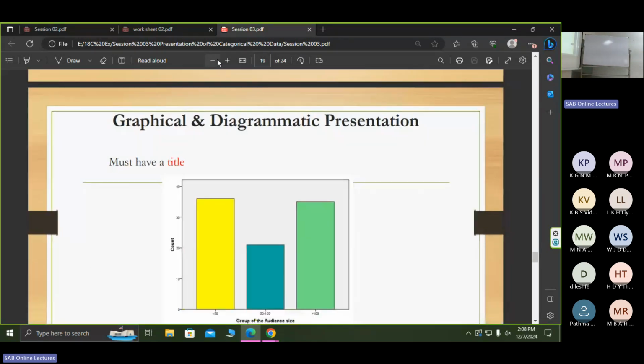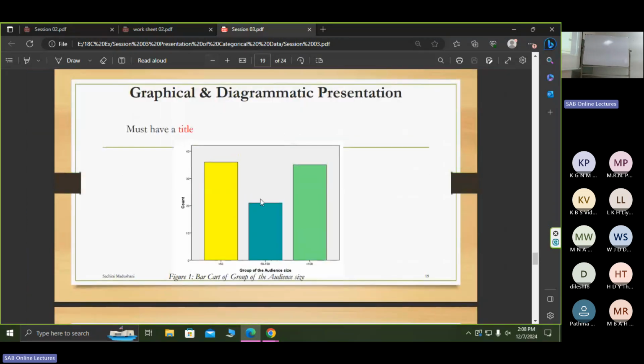Then another thing: normally we insert graphs or diagrams into our analysis part. There are some important points we should memorize. First, when we insert a chart or graph, the main thing is that it must have a title. Normally we write down what kind of information is shown in this line graph. It's clear, the title is a must. Let me take this example. This one shows the group of the audience size. We insert it. What is the title in here?